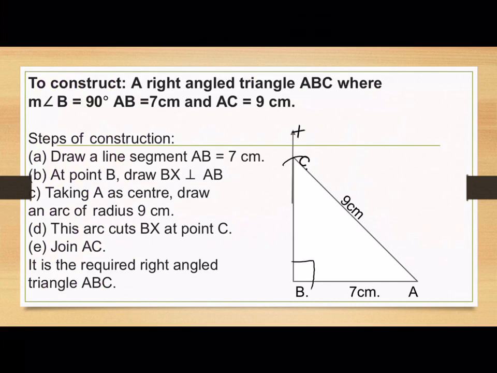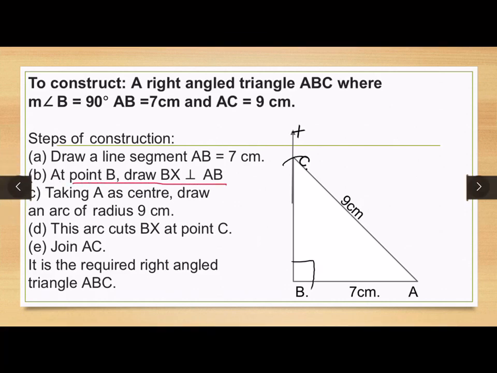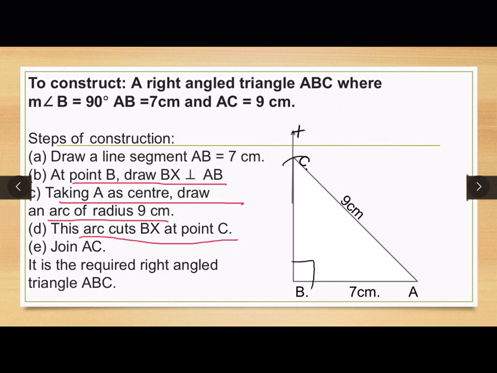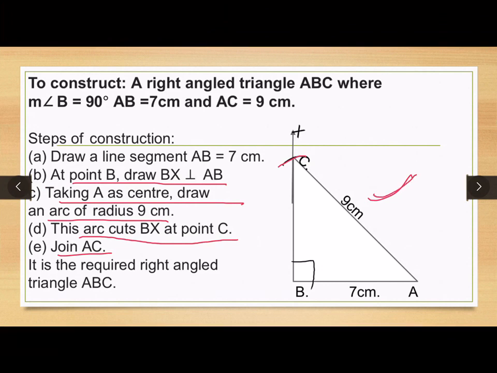So draw a line segment AB equal to 7 cm. At point B, draw BX perpendicular to AB, or you can draw the 90-degree angle at point B. Taking A as a center, draw an arc of radius 9 cm. This arc cuts the BX at point C and join the AC. So now you will get the required right angle triangle ABC, right angled at B. This is the figure you get after the construction.